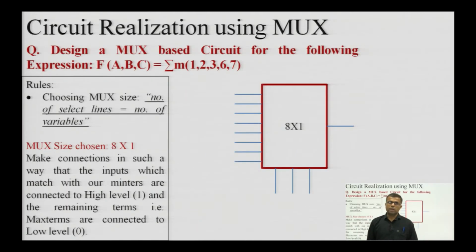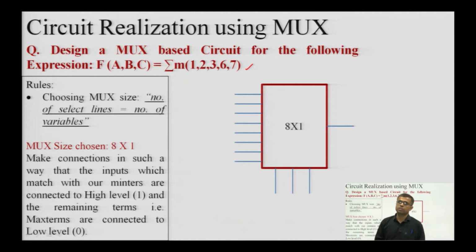So, now let us come to the application part of this multiplexer, how this multiplexer can be used to realize various circuits. Okay. So, design a mux based circuit for the following expression: 1, 2, 3, 6, 7. So, these are the minterms provided to me. That means, whenever I want to realize a circuit using a multiplexer, my requirement is I should have the minterms. Okay. So, these are the minterms, and how to choose the multiplexer size?